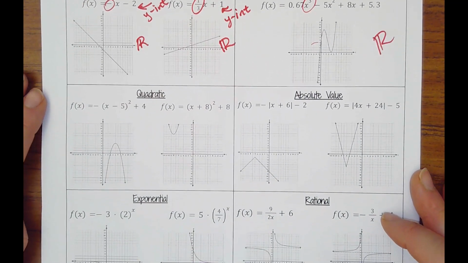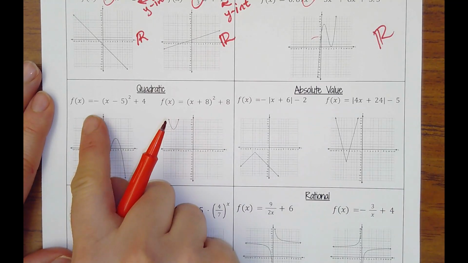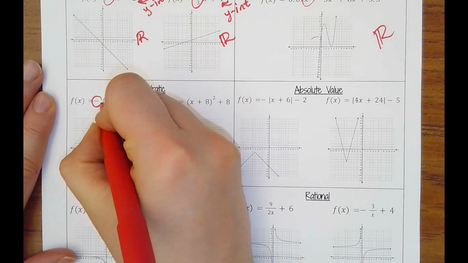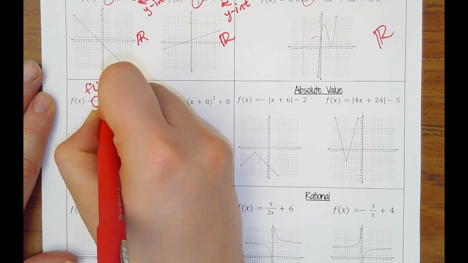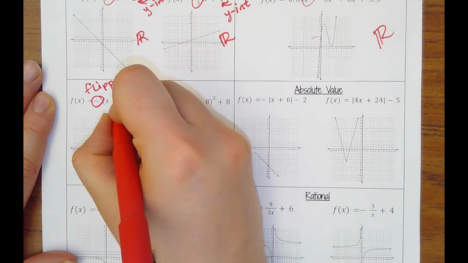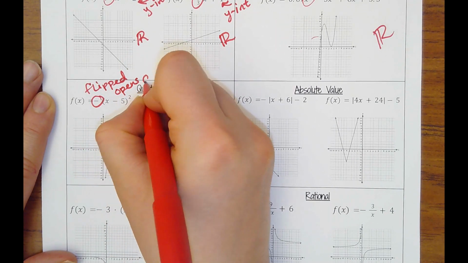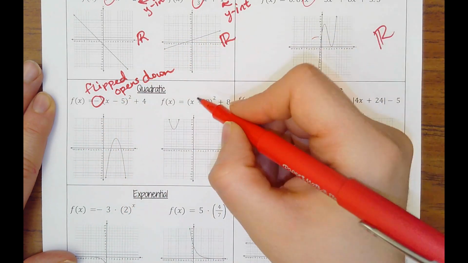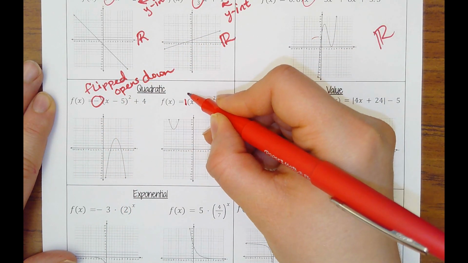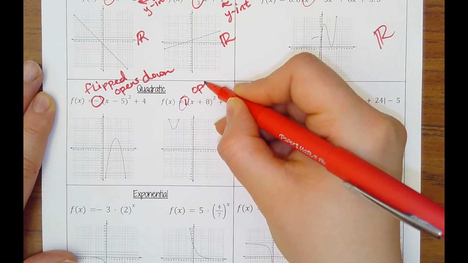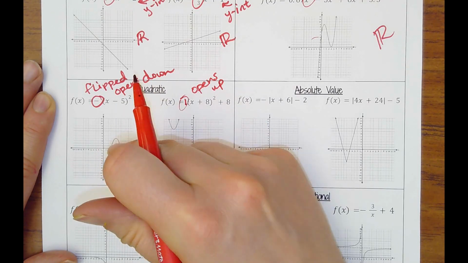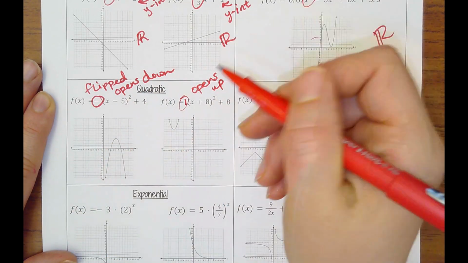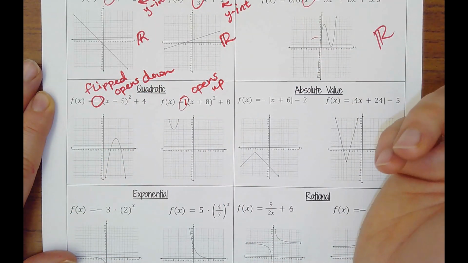Quadratic makes this parabola shape, and these are in vertex form. But if I have a negative in front, that means it's flipped upside down. So it opens down. Versus this is a positive one, so then that means it opens up like normal. So if it opens down, that means everything is going to be below a point. And if it opens up, everything's going to be above a point.